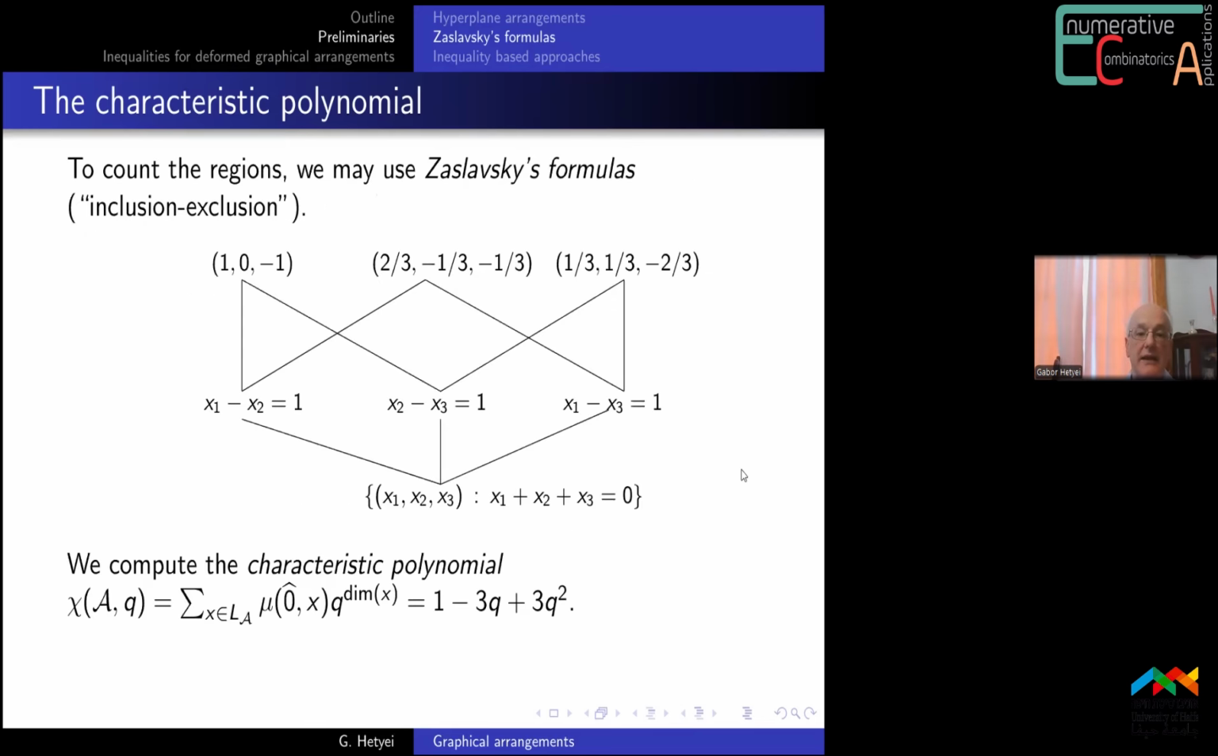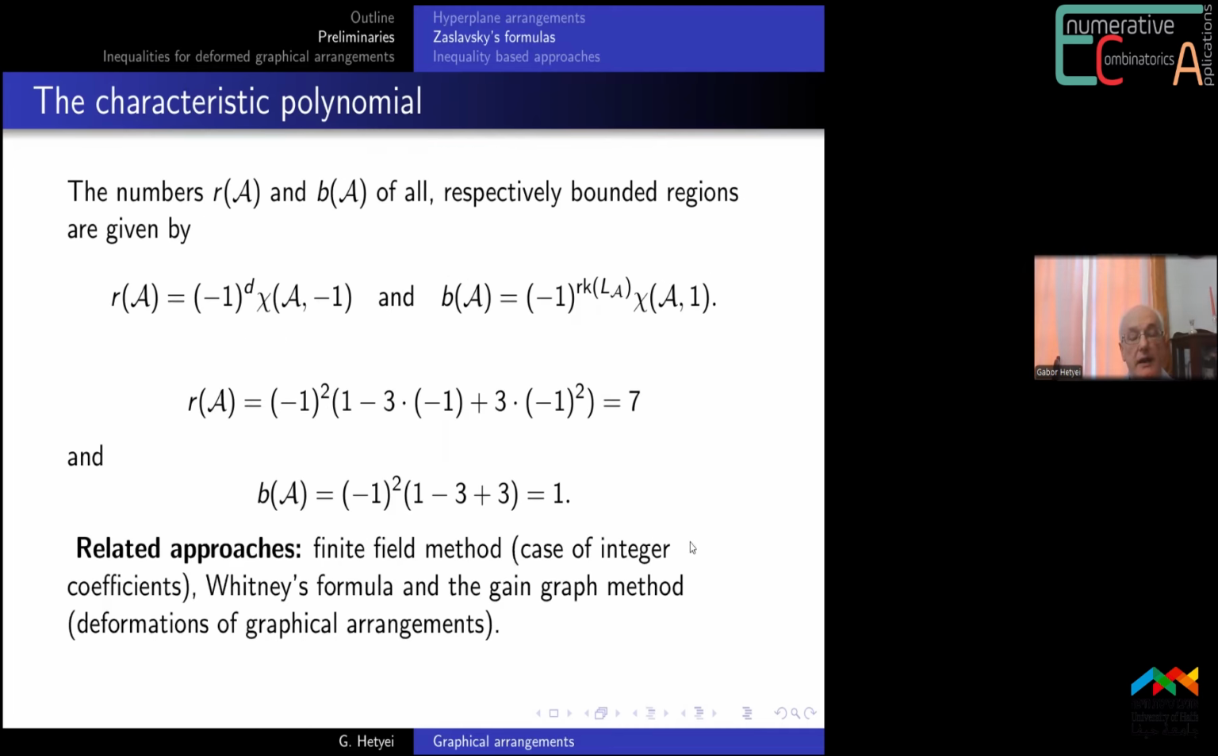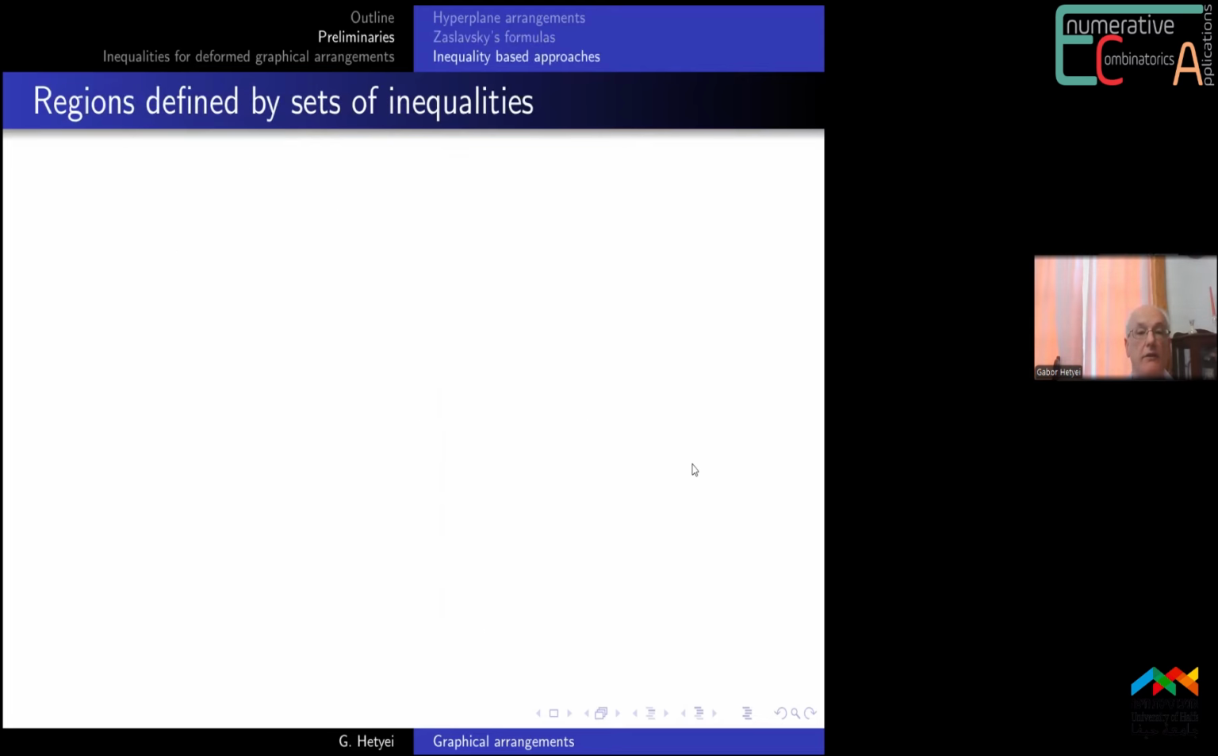I call this inclusion-exclusion based because somehow to my mind it seems that we should think of the regions as closed cells, and then we take care of the overcounting. And then in specific instances, you can use the finite field method if the coefficients are integers. When your arrangements are sort of graphical, then you can use Whitney's formula. And then there is also the gain graph method.